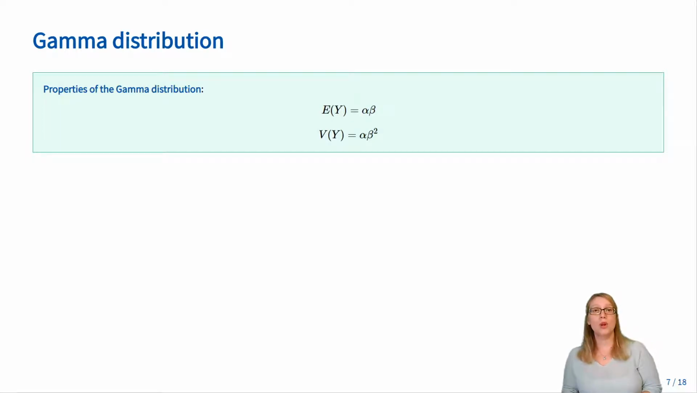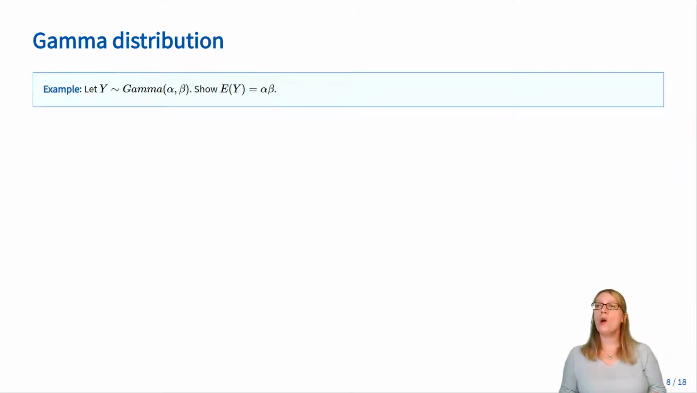So let's talk about some properties of the gamma distribution. The expected value of the gamma distribution is alpha times beta. The variance of the gamma distribution is alpha times beta squared. So let Y be a gamma distribution with parameters alpha and beta. Let's go ahead and prove this expected value result.